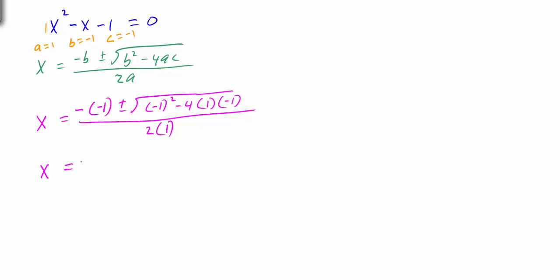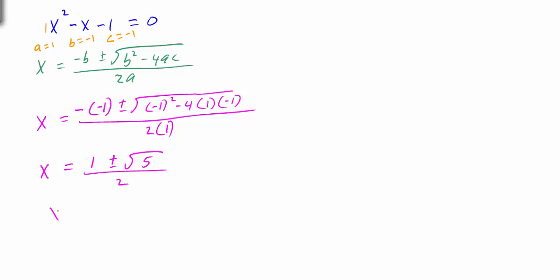And then this is where you could easily go to the calculator. We have a negative, negative, so that's going to be a positive 1 plus or minus the square root of, and negative 1 squared is 1. And watch your signs here. We have a negative 4 and a negative 1, so that's going to be a positive 4. So that's going to make it 1 plus 4, which is 5. And that's all over 2.